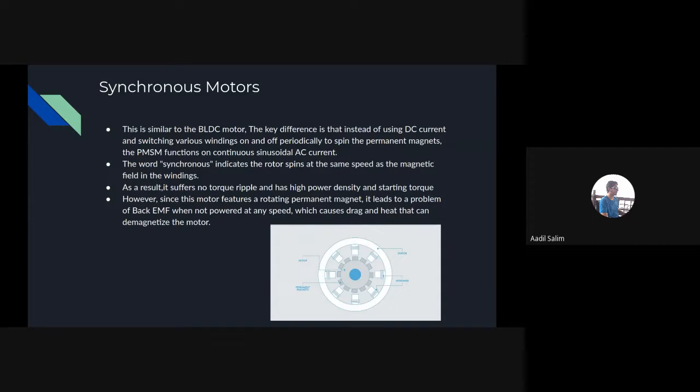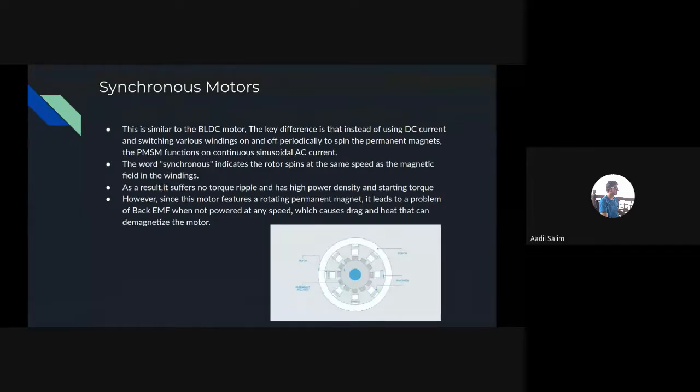And because of this, it does not suffer any torque ripple. That basically means the torque delivered by this motor is continuous, and it also has high power density and starting torque. However, there is a disadvantage. Here, once again, just like a BLDC, the rotor is a permanent magnet. When we have a permanent magnet rotating, it leads to the formation of a back EMF.